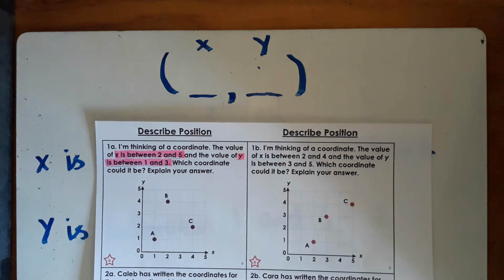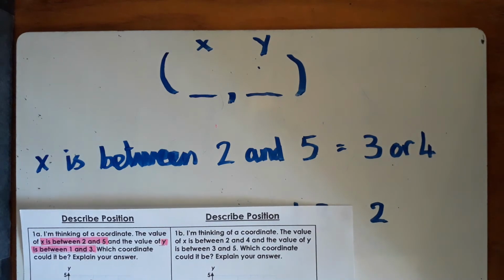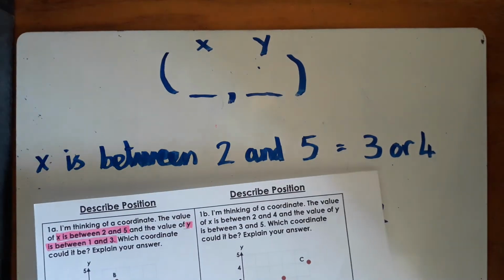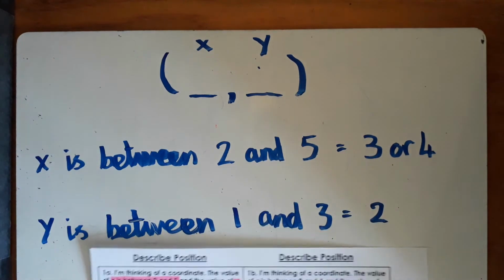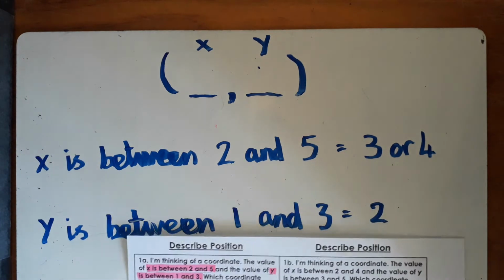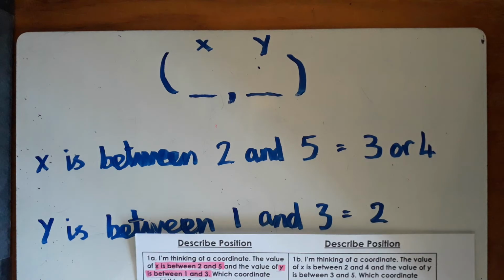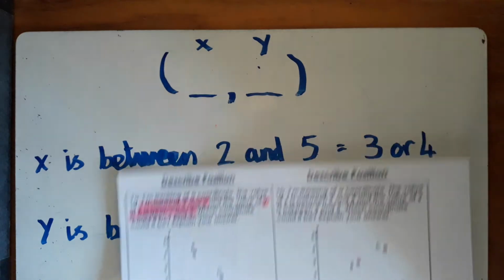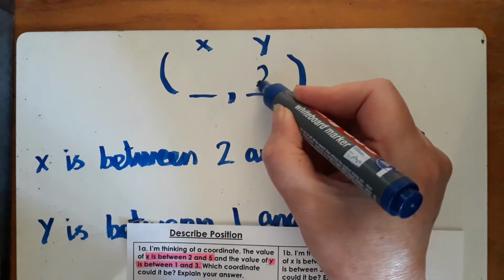Okay, so we are looking for the coordinates of x and y. We know that x is between 2 and 5, so that will mean it is either 3 or 4, and we don't know which one yet. And y is between 1 and 3. The only number between 1 and 3 is 2. So I know that the value of y is 2.